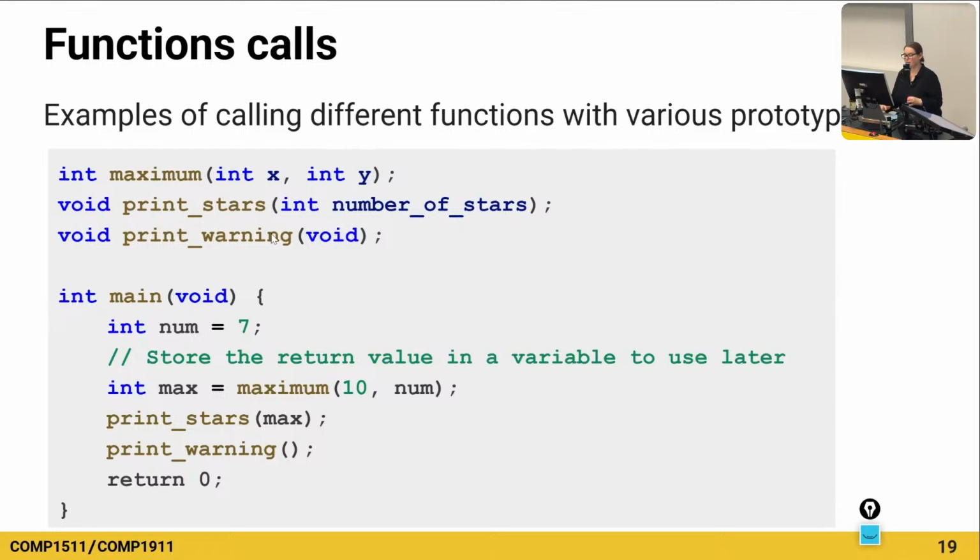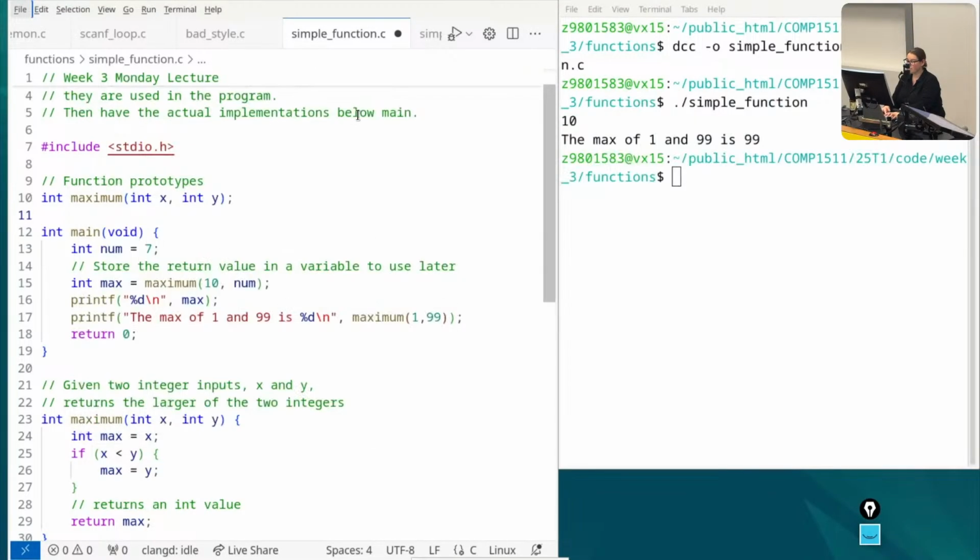If I've got this print warning function that has void input and void output, or return type, this doesn't need any input. I just say, go and print a warning. It goes and does something. It doesn't return any information to me. So let's have a look at a program with all of those functions.